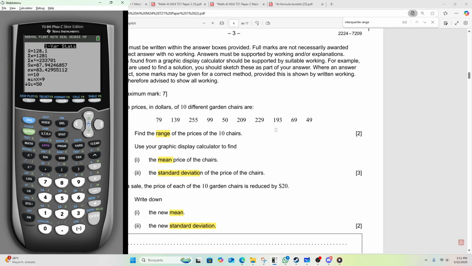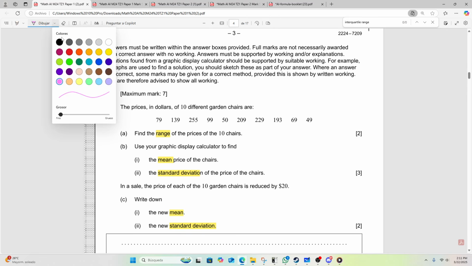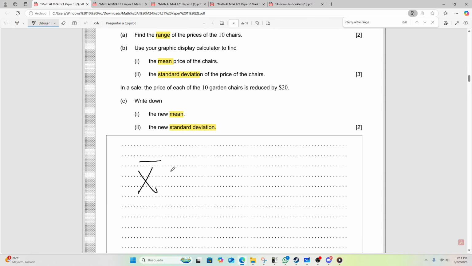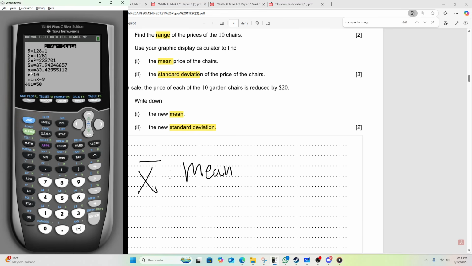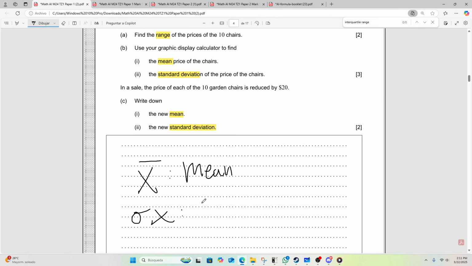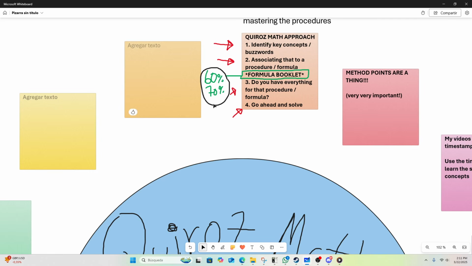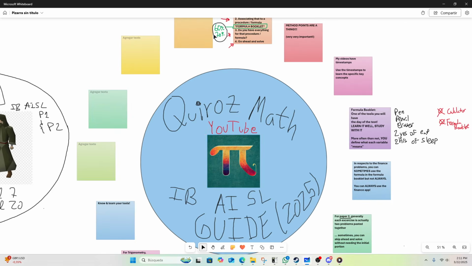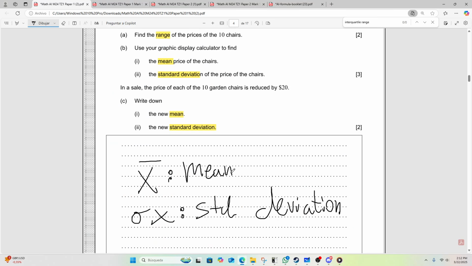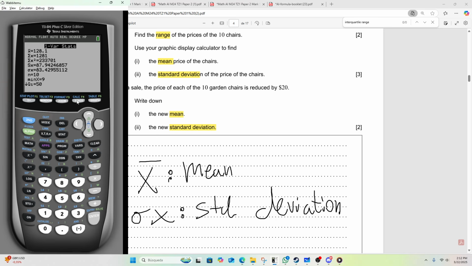Okay, what you need to know is that this symbol is your mean. The other thing you need to know is that this symbol is your standard deviation. So again, this is the kind of procedure or exercise that you either know it or you don't, so that's why I'm here telling you. This is part of the 20 to 30%, 30 to 40% that is not in the formula booklet, but you do need to know how to do it. So whenever they're asking for range or mean or standard deviation, this is how you do it, okay?